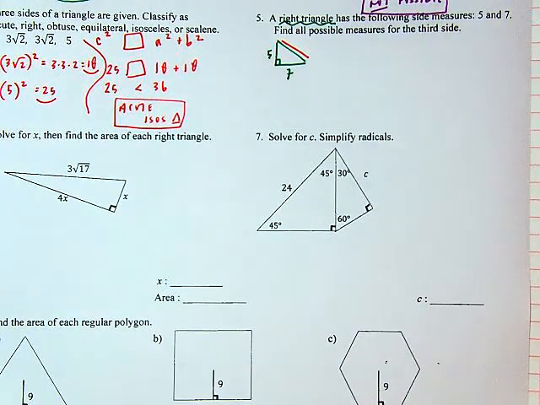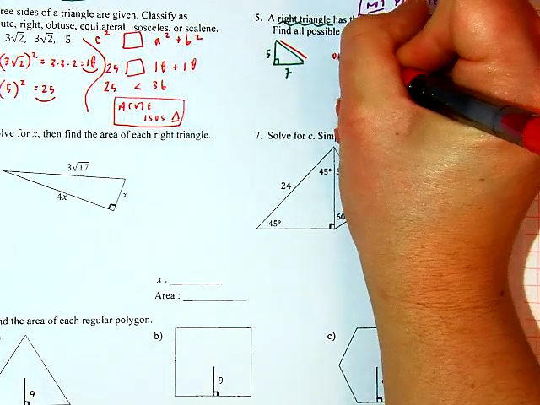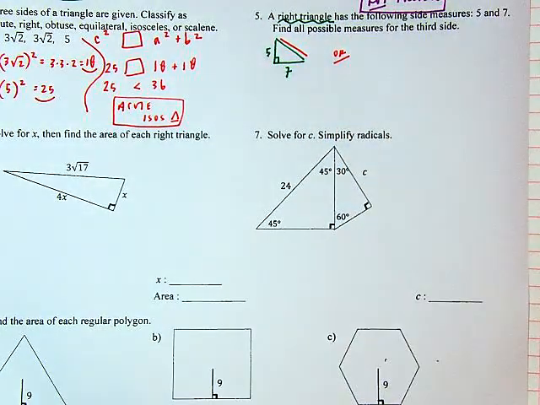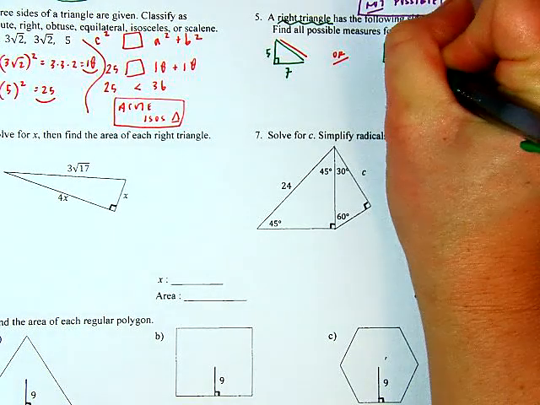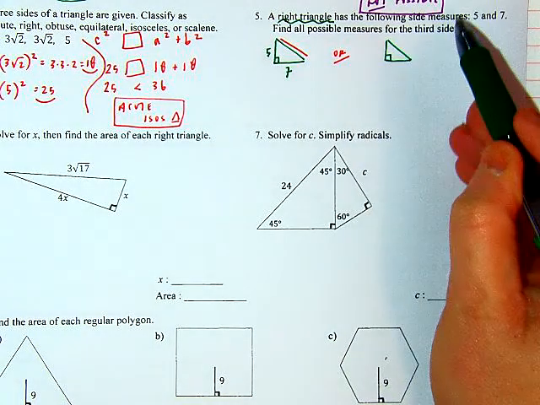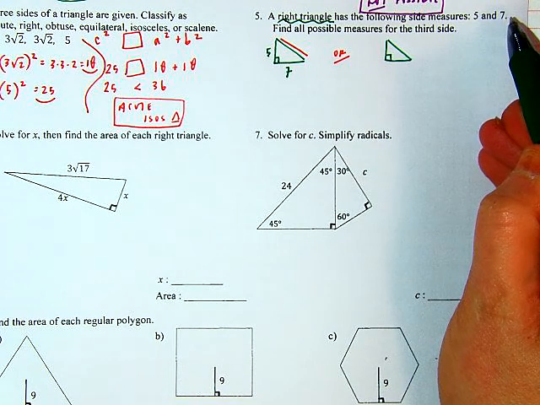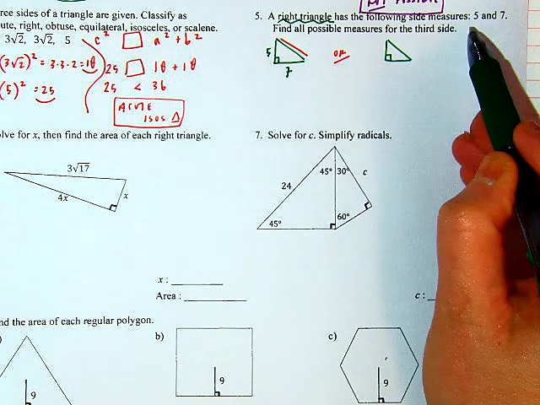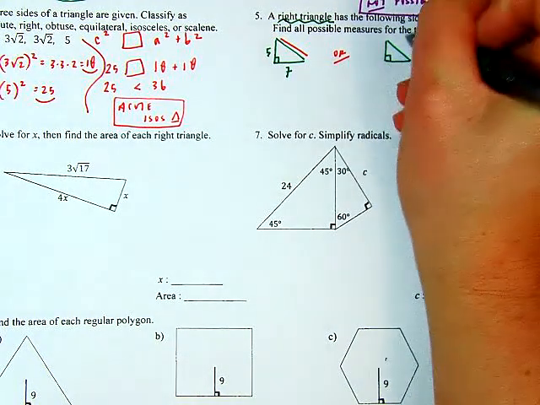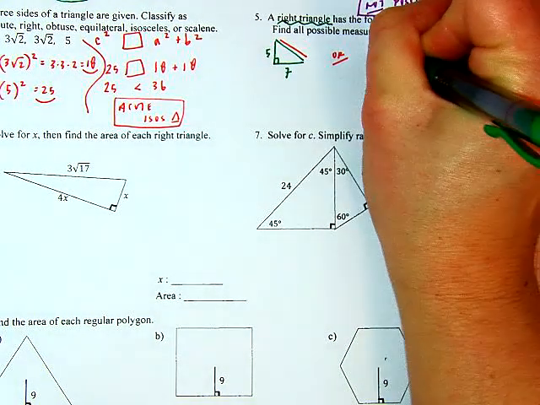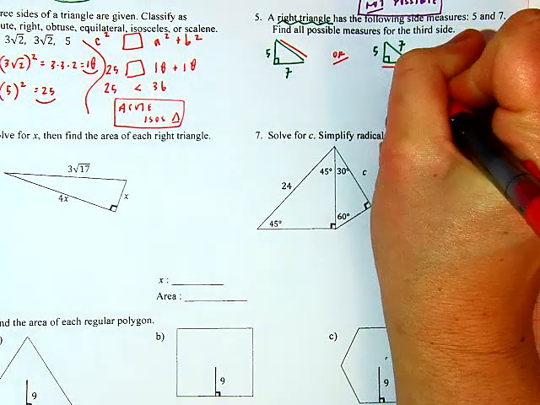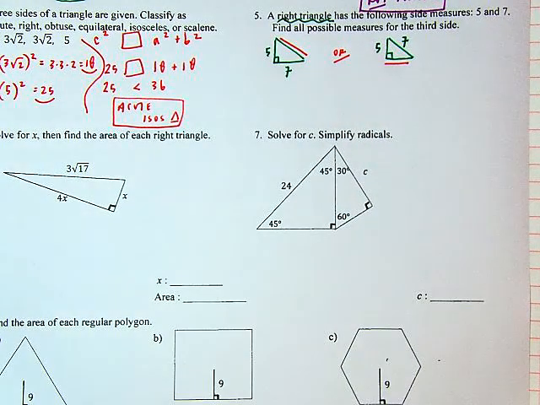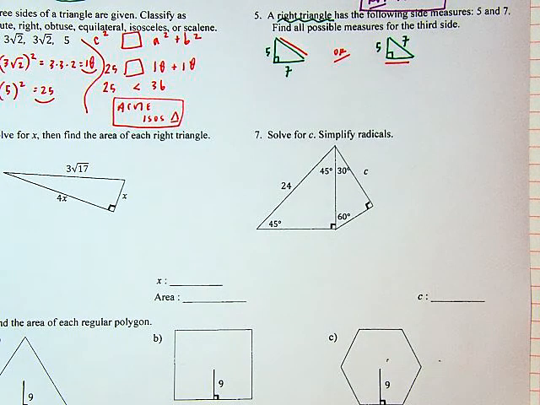Okay, or it could be like this instead. So it could be that I'm given a hypotenuse, which means that that's the largest side. It would have to be the 7, and then 5 would be a leg, and then I'm solving for the other leg. So then it's just a bunch of Pythagorean theorem to find those 2 possible sides.